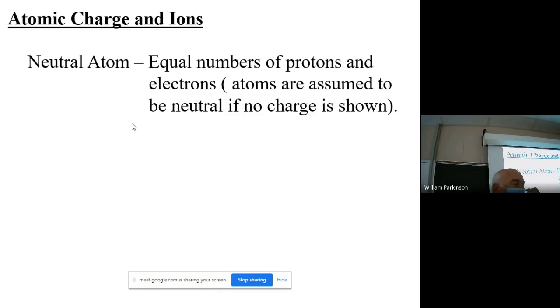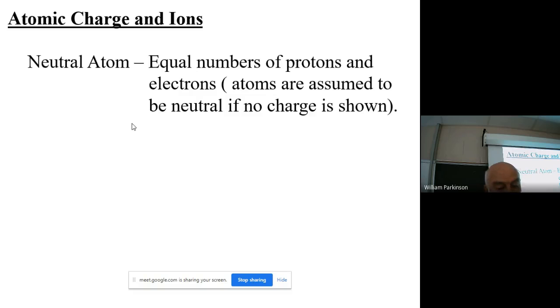And as I talked about early on, this is what J.J. Thomson was working with. He had a sheet of gold, but the gold had no net charge because the gold sheet that he had was neutral. The gold sheet that he had equal numbers of protons and electrons.